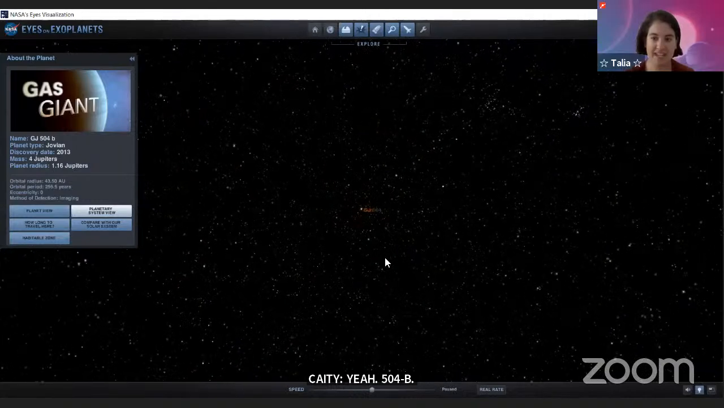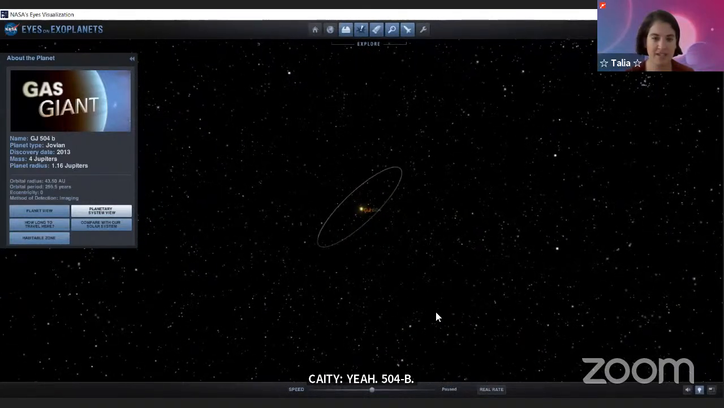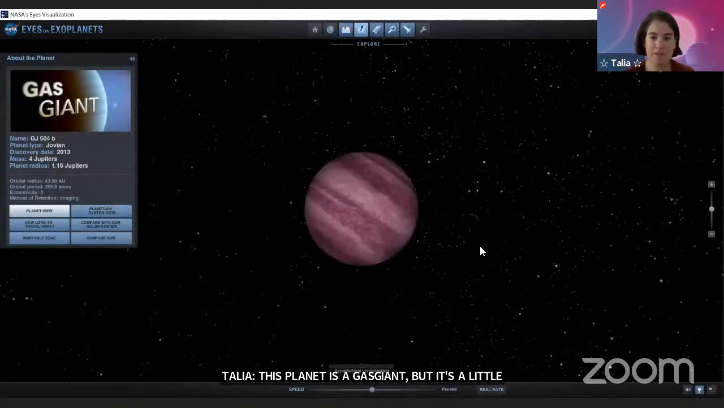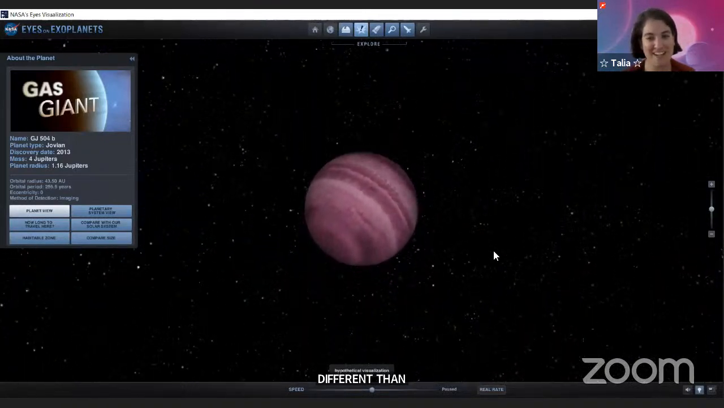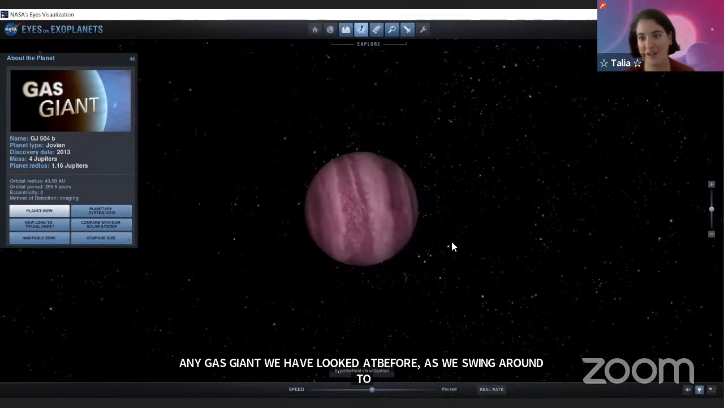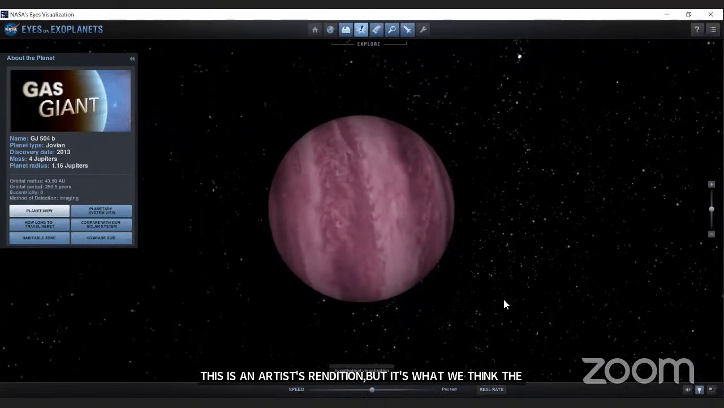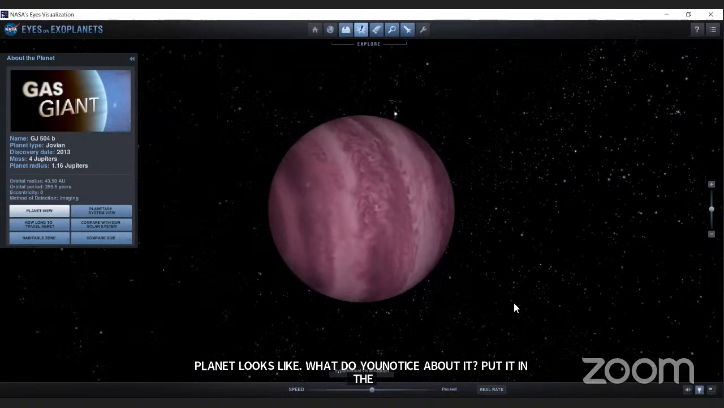So this planet is a gas giant, but it's a little bit different from any gas giant we've looked at before, because as we just swing around to the planet, what do you notice about it? This is not a photo, this is an artist rendition, but it's what we actually think the planet looks like. What do you notice about it? Put it in the Q&A. All right, we're giving folks a chance to type, Talia, and get those answers in.